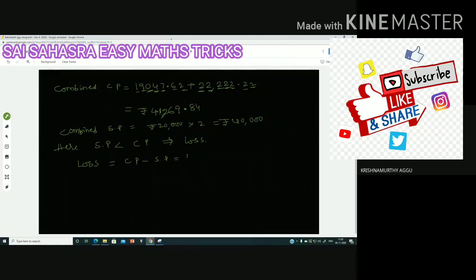Cost price is more, 41,269.84 minus selling price, which is 40,000 rupees. So out of this one, if you subtract, 1,269.84 rupees loss he is getting. Overall loss is equal to 1,269.84 rupees he lost in the overall transaction.